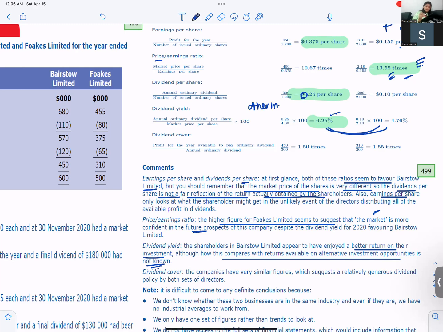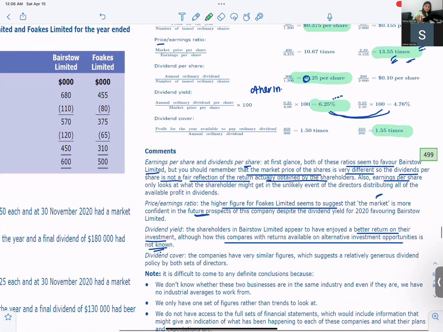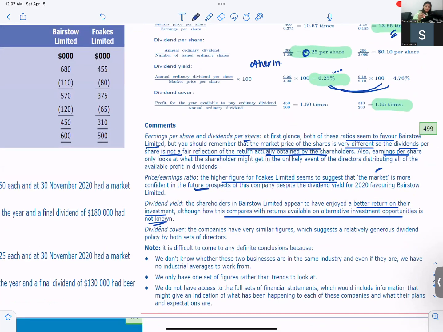Okay, the dividend cover ratio is better for Folks. Okay, they almost have the same figure, which suggests that whatever dividend the directors are giving, it is a generous dividend policy that is set by both the directors. Okay, so you need to comment properly.